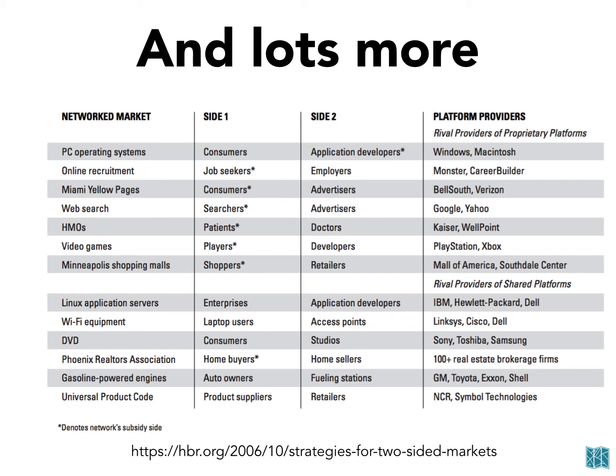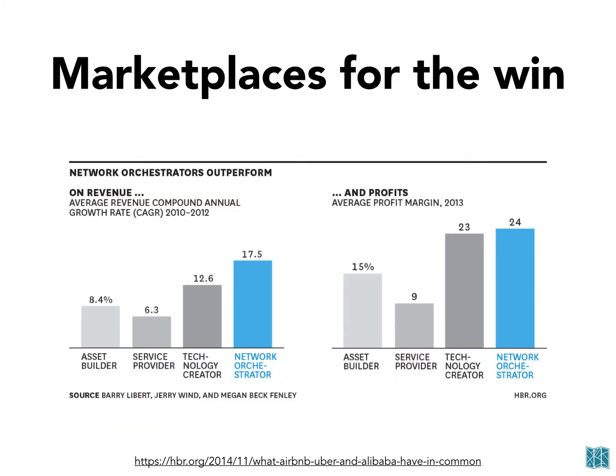And maybe more interesting, or why you're interested in this, is that marketplaces and network orchestrators create some of the highest value and highest profit margins in a business, because once you reach this level of ubiquity and standardization, you have a very defensible and, in many cases, monopolistic business.